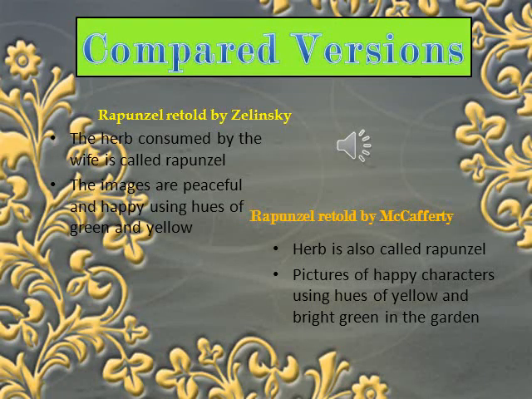Compared versions. Retold by Zelinsky and retold by McCafferty. In both these stories, the herb in the sorcerer's garden is called Rapunzel, whereas in Brothers Grimm, it's not. The images are created using hues of green and yellow, representing peace and happiness.